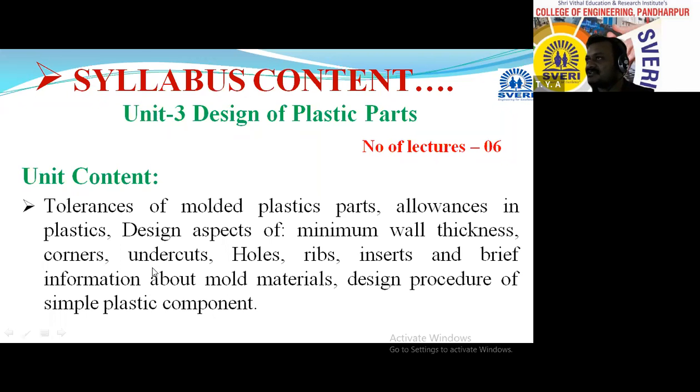And the remaining questions will be from tolerances and allowances. One question will be there on different types of tolerances or allowances. And from the design aspects, two parts they will ask, any 2 parts. Either they will go for minimum wall thickness or ribs or corners or inserts, like this. Okay, so this is our first section.